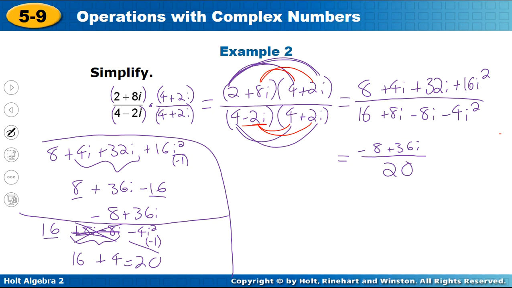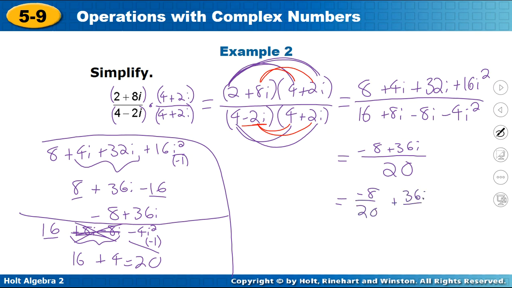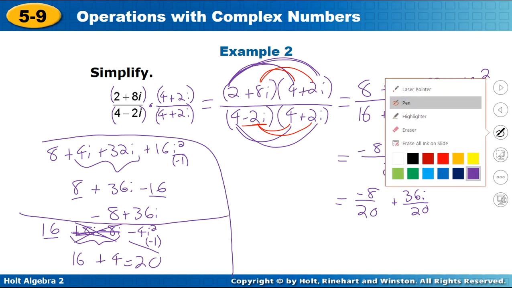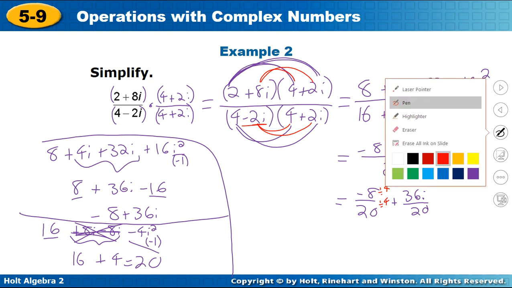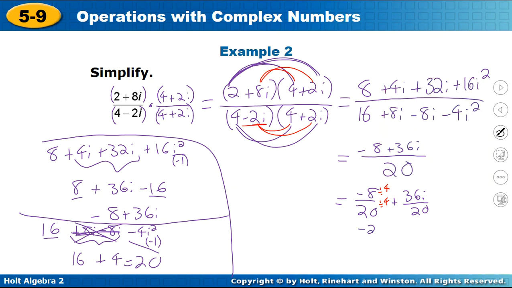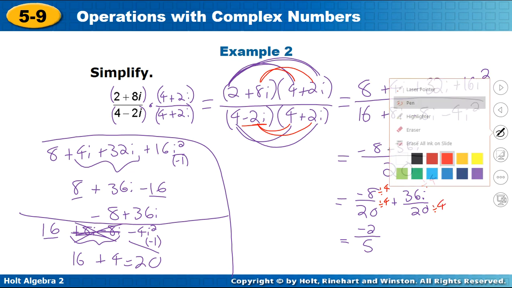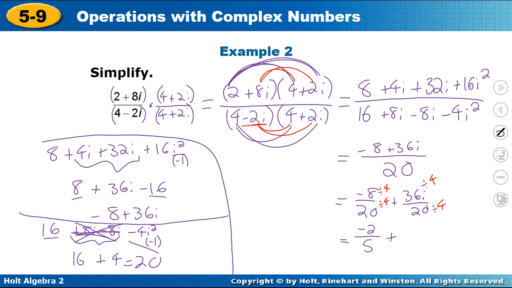Alright? This looks good. The only other thing now is let's break it up and let's simplify our two fractions. So the negative 8 over 20 plus the 36i over 20. Just reduce the fractions. So the first fraction, I can divide both of these by 4. So if I reduce that by 4, then the top's going to be negative 2, and the bottom's going to be 5. So we have negative 2/5. And the other fraction, 36 and 20, I can divide these both by 4 as well. So the 36 divided by 4 is going to make the top part 9i, and the 20 divided by 4 is going to be 5.